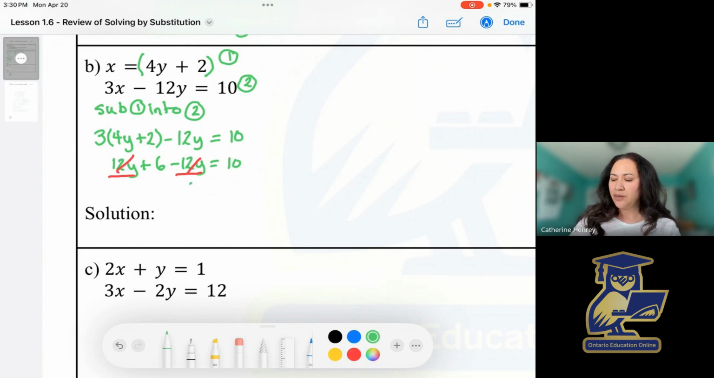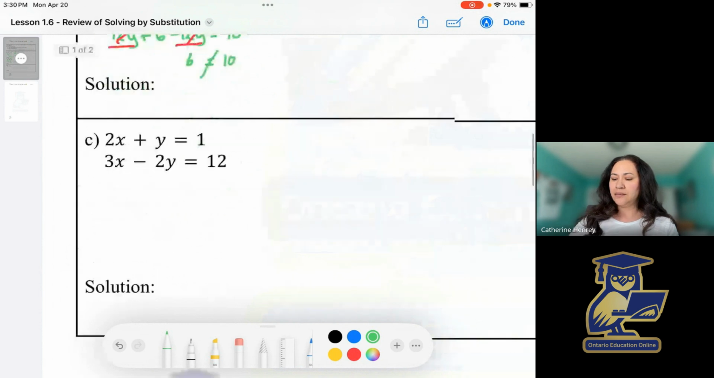What I'm left with is 6 equals 10. Well, that is actually not true, right? When can 6 ever equal 10? It just doesn't. So in this case, because we get a funny answer like this where it's actually not true, there is no solution for this system of equations, meaning that the two lines on the graph will never actually cross each other. So there's no solution.